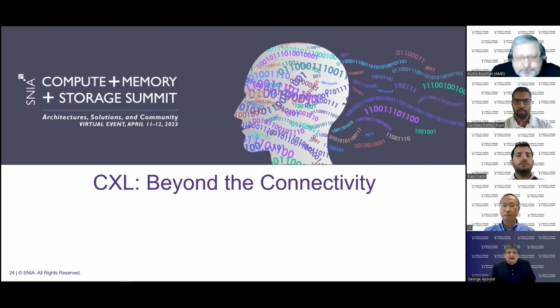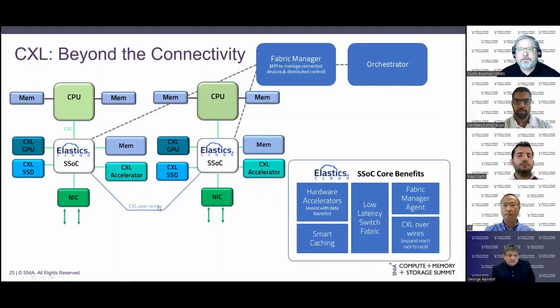Thanks, JP. Hi, my name is George Apostle, and I'm the founder and CEO of Elastic.Cloud. The genesis of our company, we started 1.5 years ago, and most of us met while working at a company called PLX Technology, where we pioneered the PCI Express switches in Gen 1, Gen 2, and 3. And since then, there's been several other generations of that switch released in the market today.